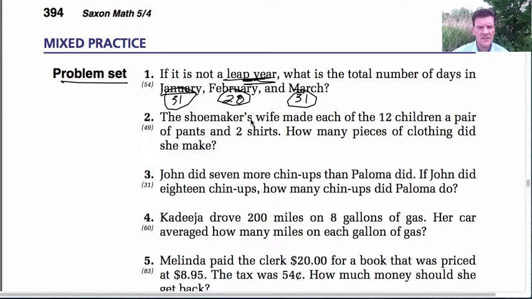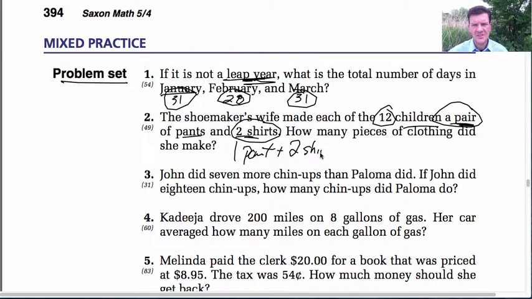Alright, the shoemaker's wife made each of the 12 children a pair of pants and 2 shirts. So 1 pair of pants and 2 shirts. How many pieces of clothing did she make? So she's making 1 pair of pants and 2 shirts. That's a total of 3 items, and she did that for each of the 12. So you're going to take that 3 times 12 to get your total number of clothing items that she made.